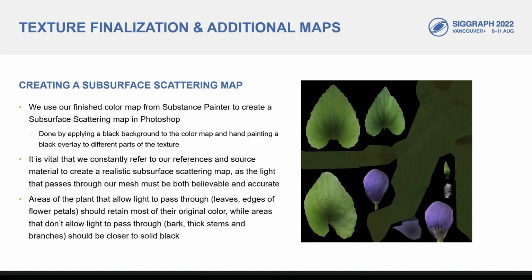So, bark or like twig would be solid black. Our leaves would have some dark areas where the leaves are thicker or closer to the stem, but never totally black. A light, delicate stem like our blue violet here would of course not be solid black because light does pass through that. Petals would be super light, and all of that will reflect really well in Unreal.